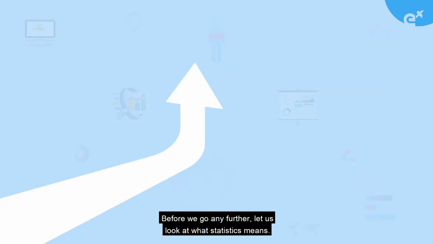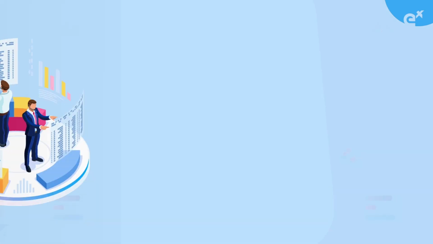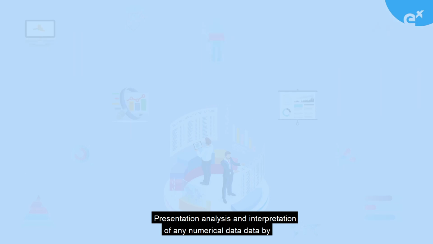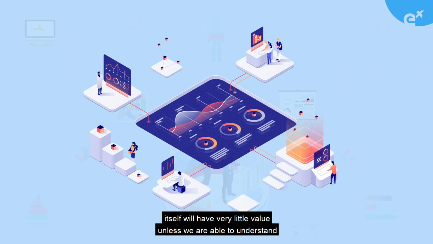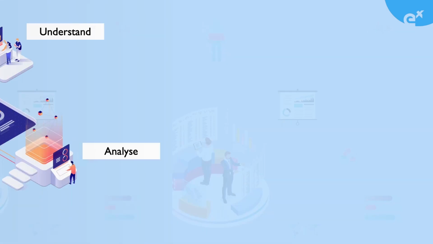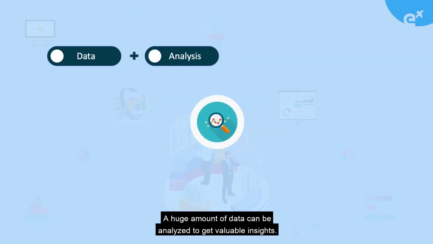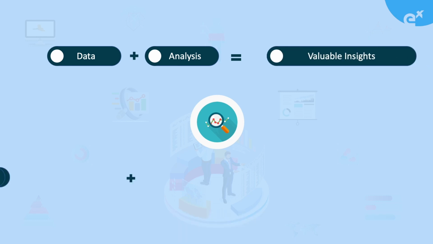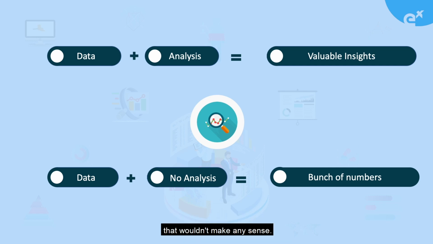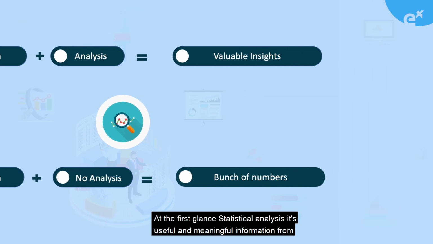Before we go any further, let us look at what statistics means. According to Croxton and Cowden, the two famous mathematicians, statistics is a science of collection, presentation, analysis, and interpretation of any numerical data. Data by itself will have very little value unless we are able to understand it, interpret it, and analyze it. A huge amount of data can be analyzed to get valuable insights, but without analysis of all this, data is just a bunch of numbers that wouldn't make any sense at the first glance.